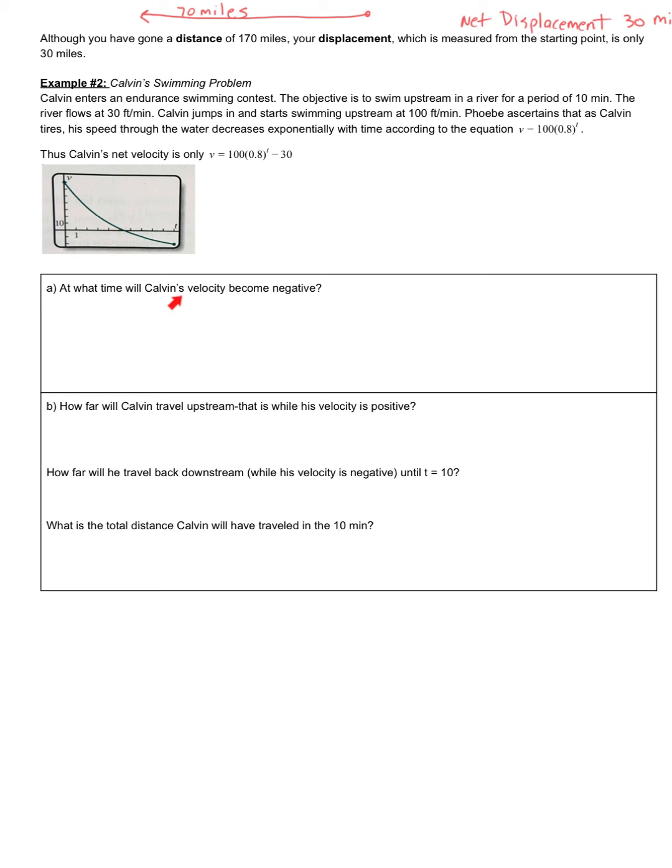So part A, at what time has Calvin's velocity become negative? Well, it's negative right here, below the x-axis. So we just need to find that x-intercept. So we can set our velocity equation equal to 0. So 0 is equal to 100 times 0.8^t, minus 30, excuse me. There's our equation.